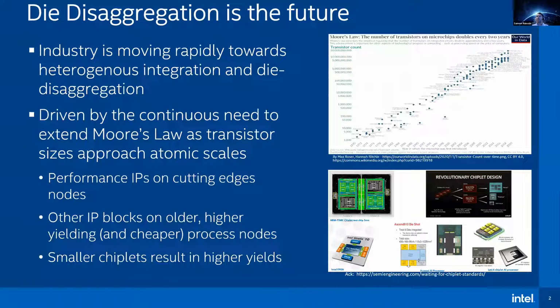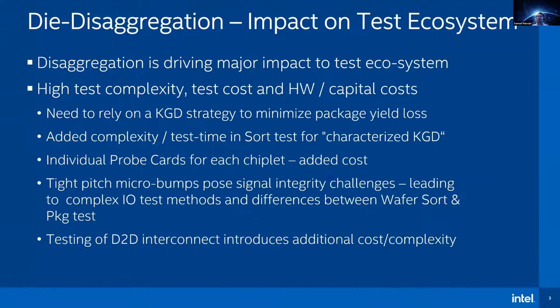Putting performance IPs on cutting edge nodes, putting other standard IP blocks on older and cheaper, higher yielding nodes, and again, using smaller chiplets area-wise, which result in higher yields, lower costs. All of these things have propelled the fast rise of heterogeneous integration in our industry. And the very different 3D stacking methods, 2D stacking methods, advanced assembly technologies are enabling heterogeneous integration at an even faster pace. All of this has a very profound impact on the test ecosystem.